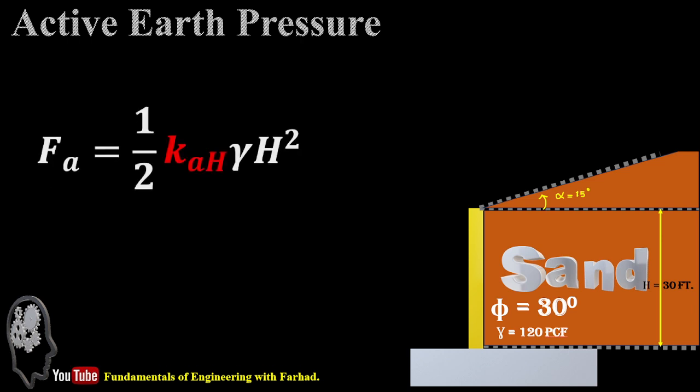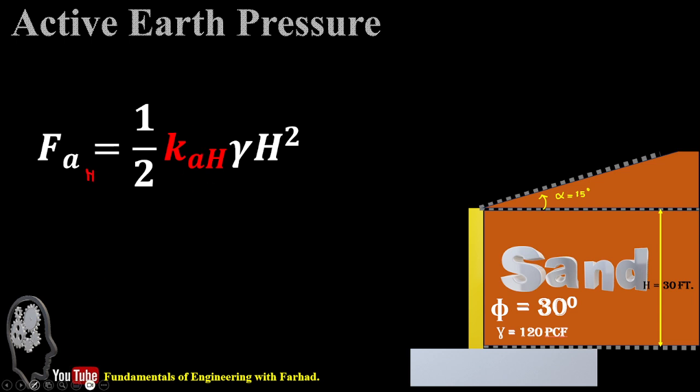The active earth pressure F active is one half of K gamma H squared, and because in our problem we want the horizontal component of that force, F active horizontal is equal to the same concept, one half of Ka H, and then gamma times H squared.